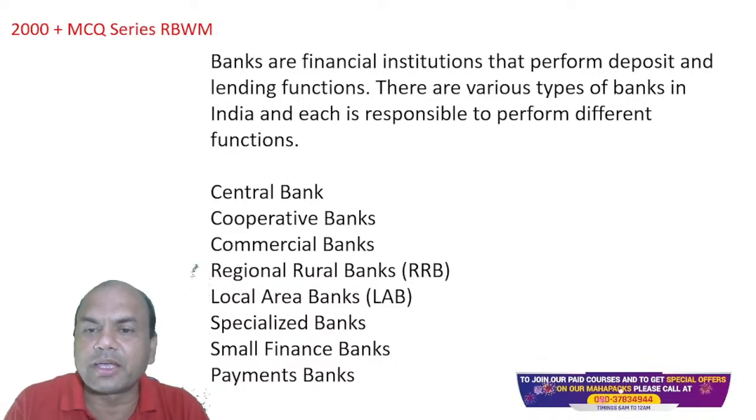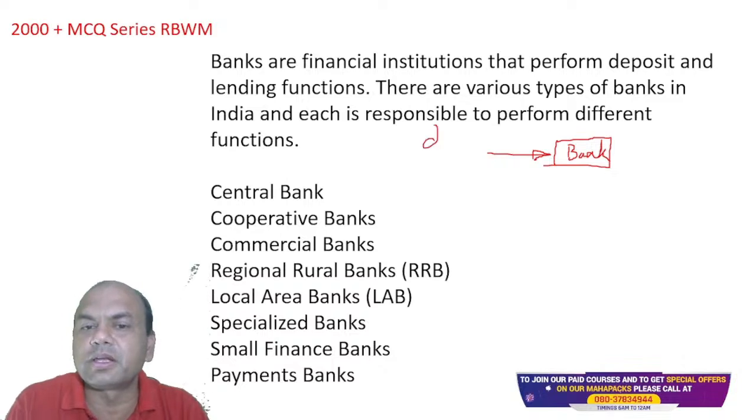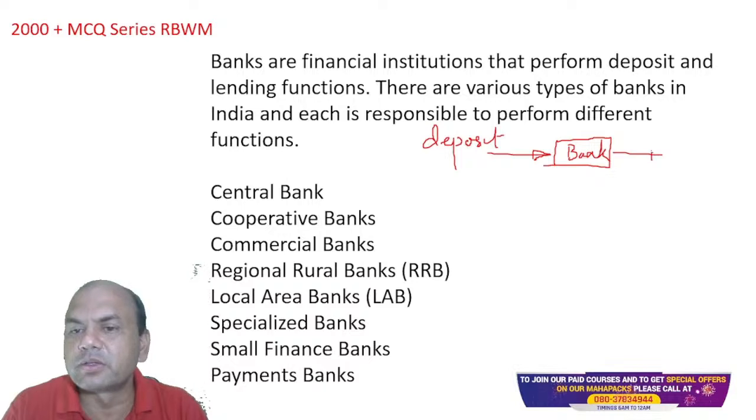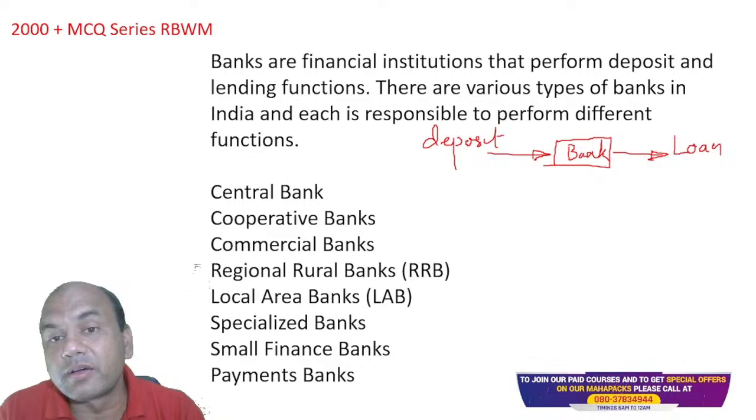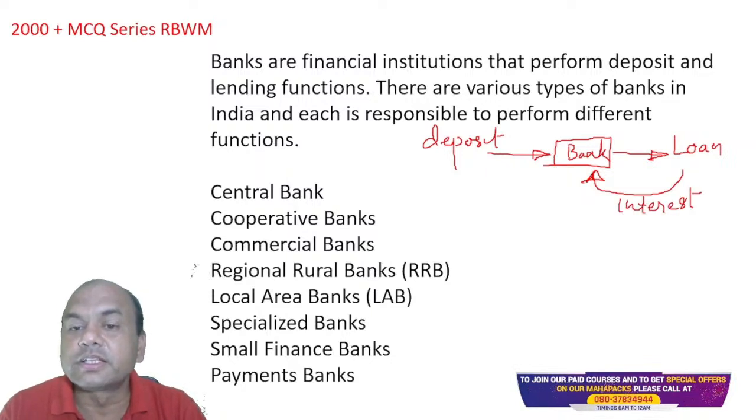See, if this is a bank, what happens? There is a depositor over here who deposits the money. Then the bank gives this amount as a loan to this person. How does the bank earn then? The loan person will give the interest, and the deposit person has to be given interest too. So the bank will again pay the interest to this person.